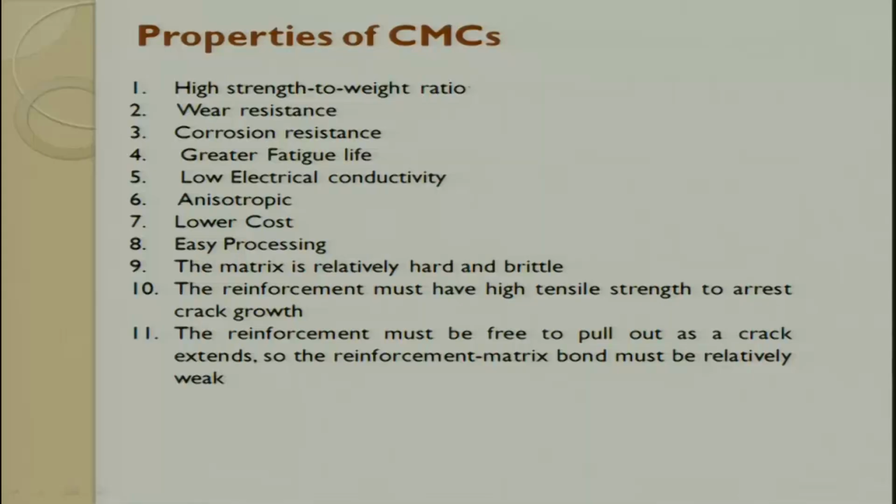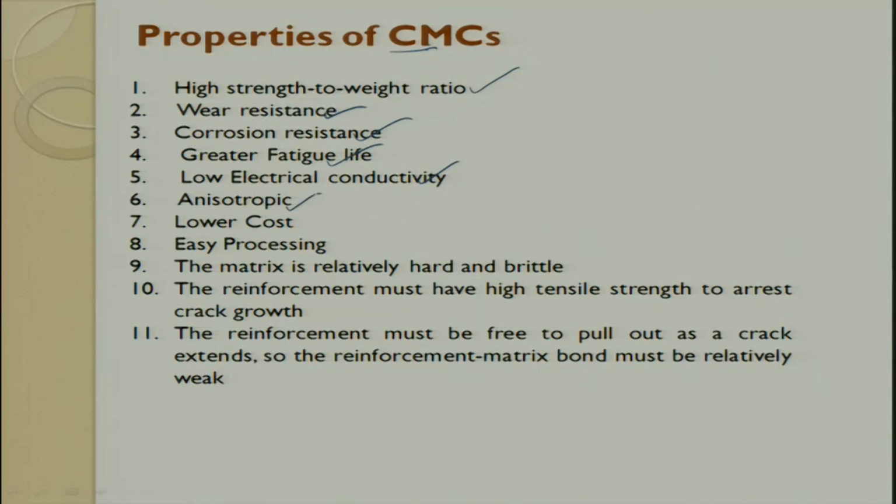If you want to make a ceramic matrix composite, first you have to understand the properties of ceramic matrix composite. The property common to all composites is very high strength to weight ratio. Ceramics on their own have very good wear resistance, so ceramic matrix composite will have wear resistance properties. Ceramic matrix will have corrosion resistance. Since it is ceramic matrix composite, its fatigue strength is enhanced. Suppose for ceramics you want to enhance the fatigue strength, then basically we convert it into ceramic composites. Then we have low electrical conductivity, and you can add particulates to change this property.